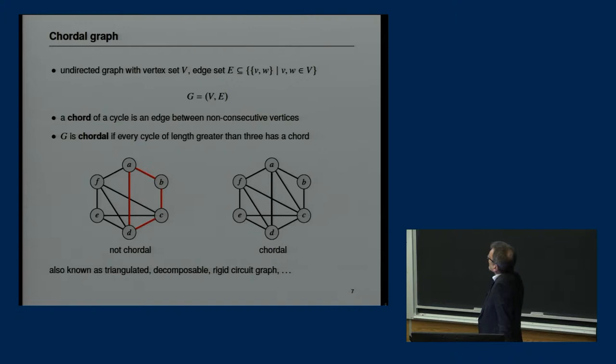In graph theory, that's called a chordal graph, and another term is triangulated graph. In machine learning, decomposable is a very common term in graphical modeling, and it goes by other names as well.